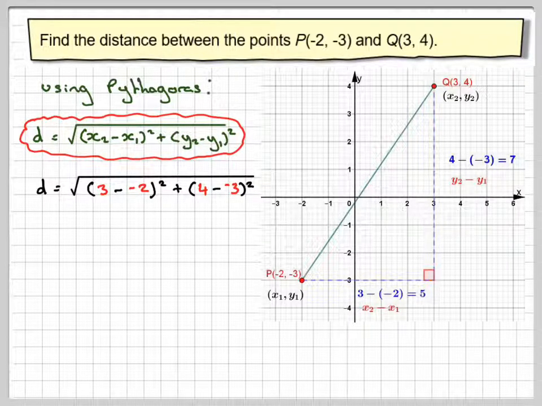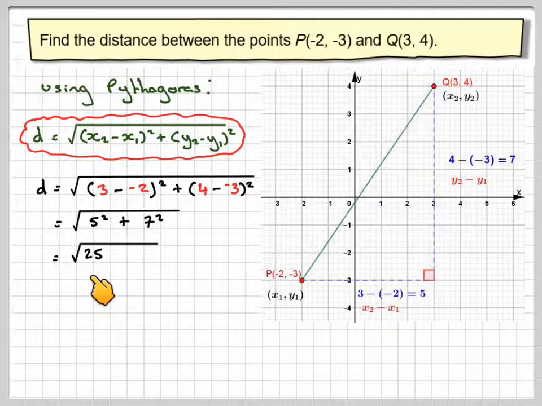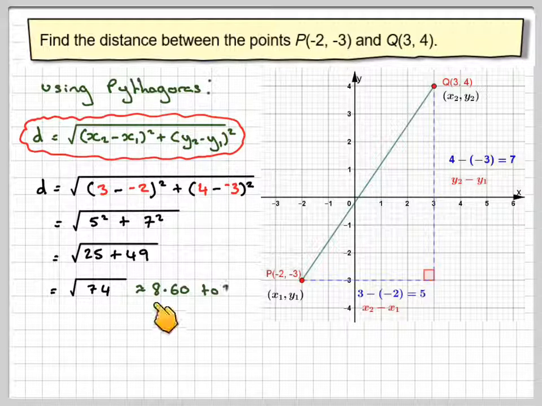So that's going to be the square root of 5 squared plus 7 squared, which gives me the square root of 25 plus 49, which gives me the square root of 74. Now normally we leave the answer like this, or we can say it's approximately equal to 8.602 to 3 significant figures.